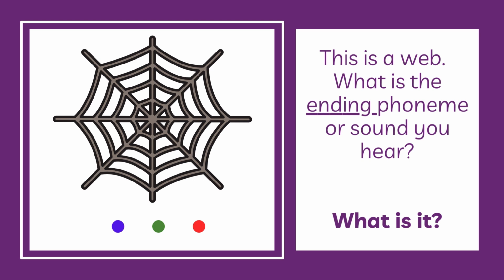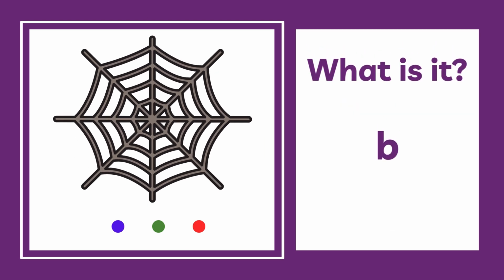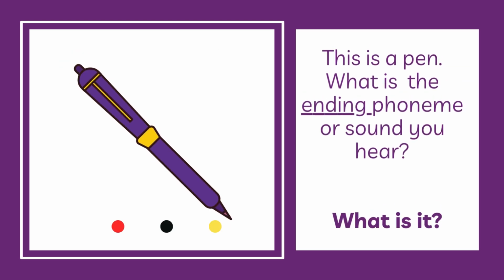Put your finger on your shoulder. W. Elbow. Fingers. B. So which one is the last one you hear? B. Let's see. If you say the letter B, you got yourself a point. Good job.